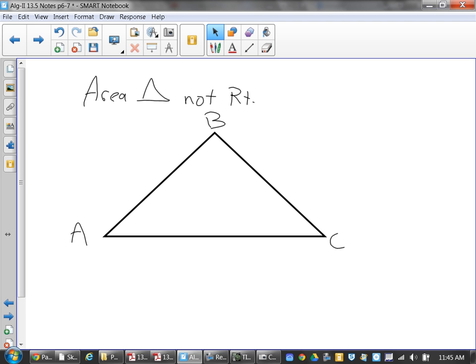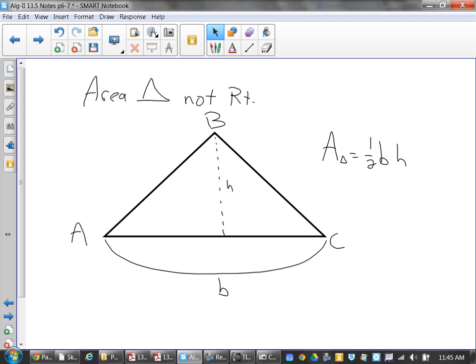Regular old boring triangle. You agree? Everybody agrees that the area of a triangle is 1/2. Now, what I'm going to do here is draw in my height. You okay with that? Now, in this case, this here is my little b. You okay with that? Because it's the opposite of big B.